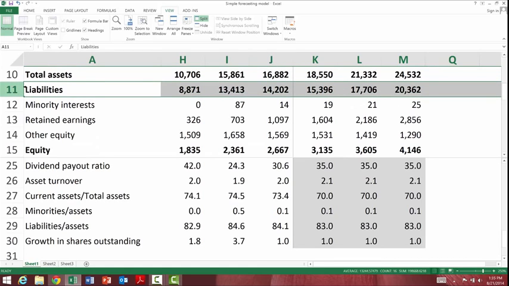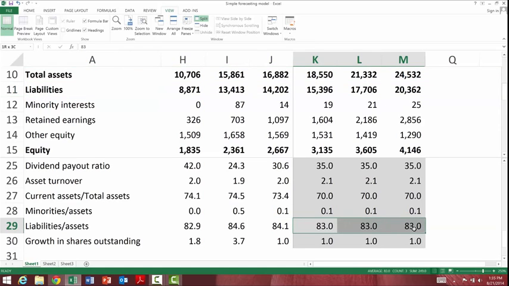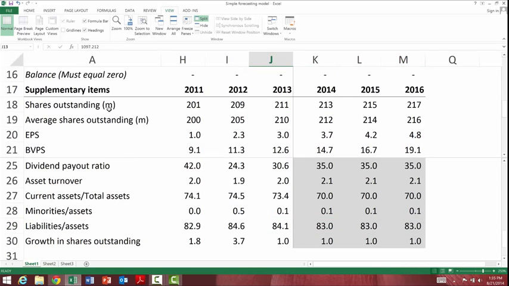Liabilities, that's accounts payable and also debt, and it's all lumped into one. And I'm just looking at liabilities relative to assets, and I've brought it to 83 versus the 84 that it was. And then finally, we have the amount of shares outstanding and then some growth factor into that. I've put in 1, so I can grow the prior year's shares by 1%. Sometimes a very small amount could be an employee stock option plan.